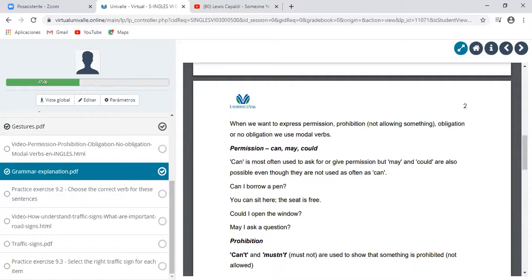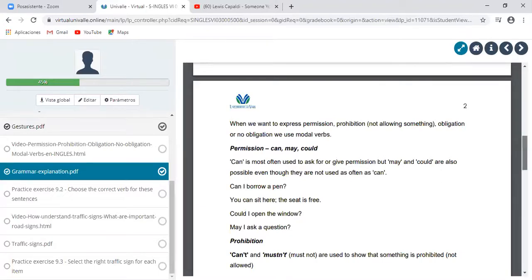Can is most often used to ask for or give permission, but may and could are also possible even though they are not used as often as can. For example, can I borrow a pen? You can see here the seat is free. Could I open the window? May I ask a question? In here, we have the examples using modal verb for permission, in this case using modal verb can, okay?